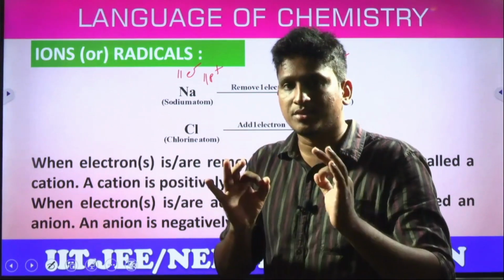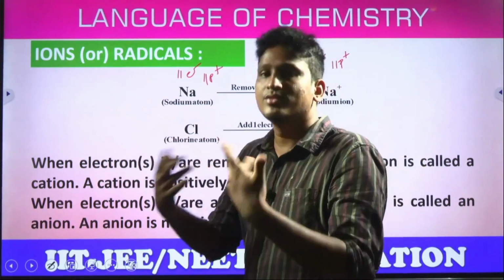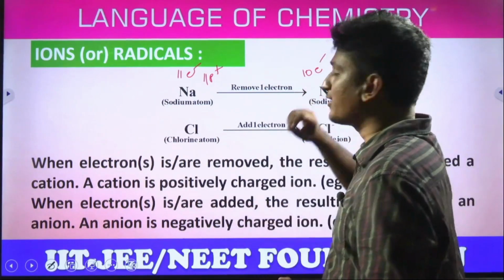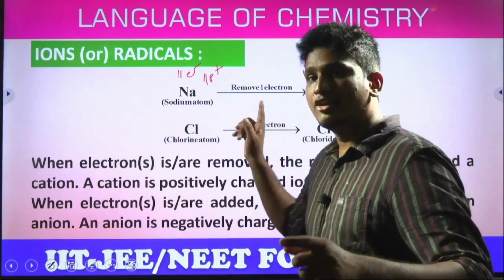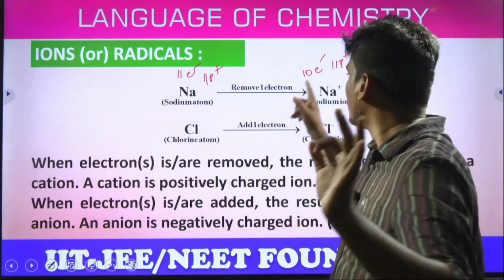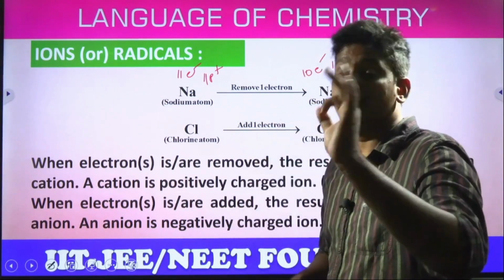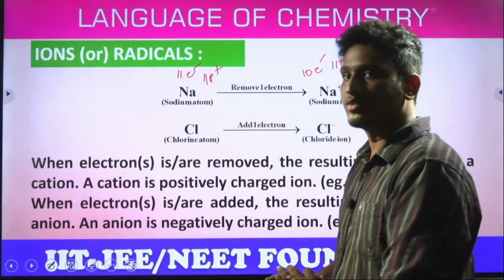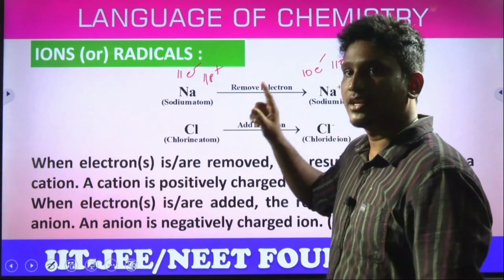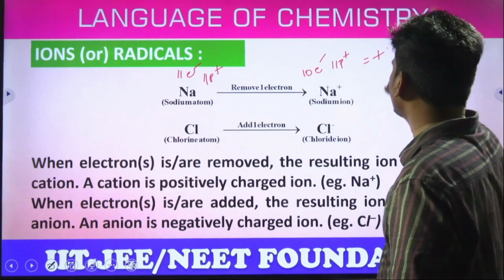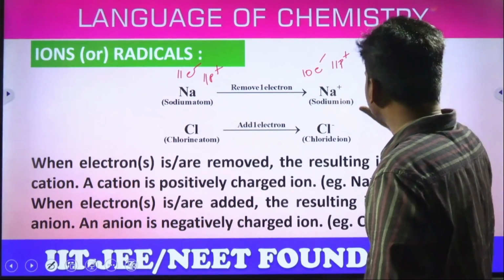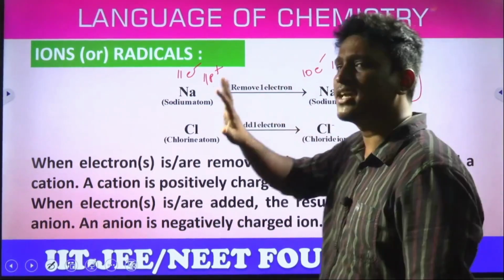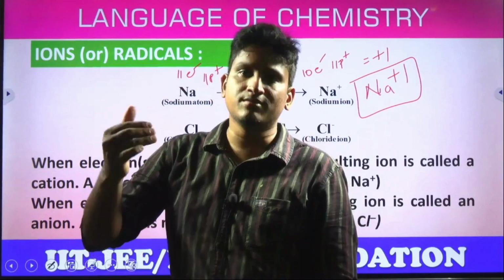Atoms are always neutral. But when do they get the charge? When they lose electrons or when they gain electrons. Here sodium is losing 1. Now the electrons become 10. So how many negative particles are there? Only 10, minus 10. How many positive particles are there? 11 positive particles. Now what is the net charge on this sodium? Plus 11 minus 10. How much? Plus 1. Yes or no? And the resultant particle, how to write? Na plus 1. This is called the sodium ion, which is a cation, which has a positive charge.